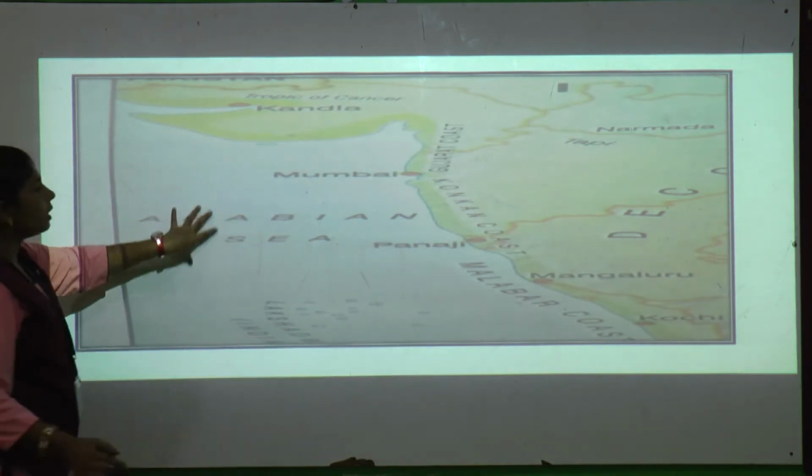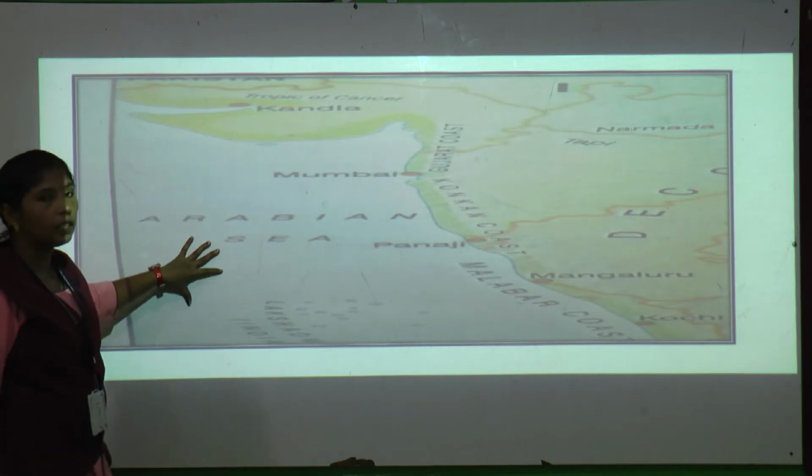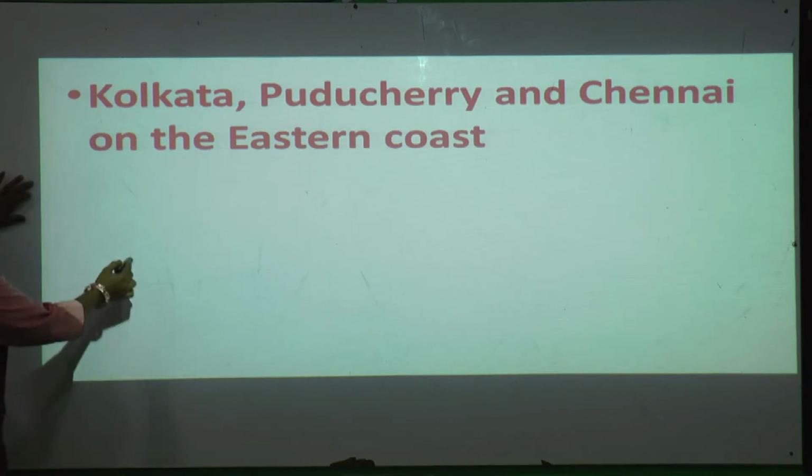Can you see the sea color here? Yes, blue color. Which sea do we have here? The Arabian Sea. And what do we have here? Paradip, Kolkata, Puducherry, and Chennai on the eastern coast side.